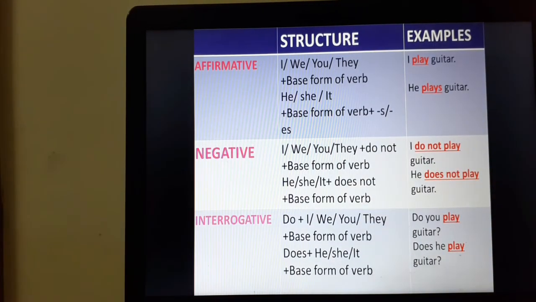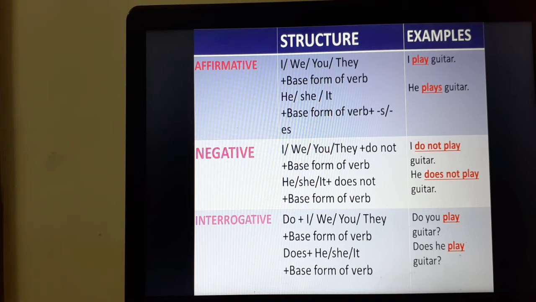Here we'll be seeing the structure of simple present tense in the affirmative, negative and interrogative form. In affirmative, if it is I or we or you or they, then we will be using the base form of the verb along with it, that is I play guitar. If it is he or she or it, then it will be the base form of the verb plus s or es. We will be using s or es with the verb's first form, that is he plays guitar.